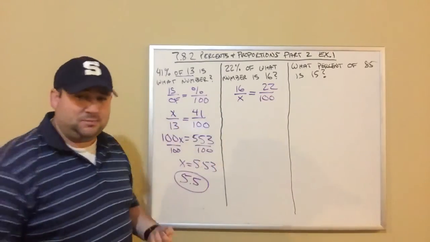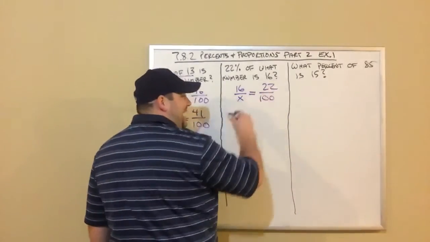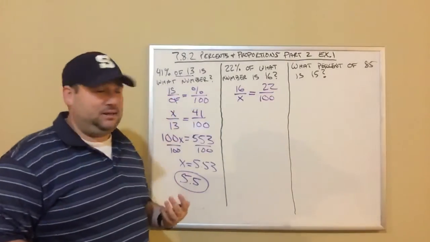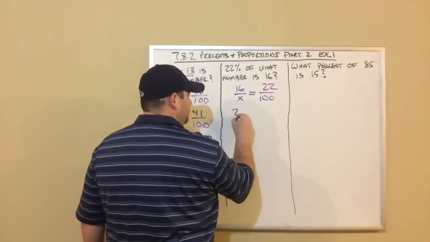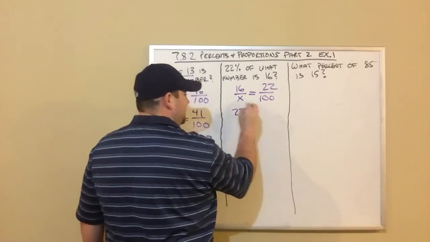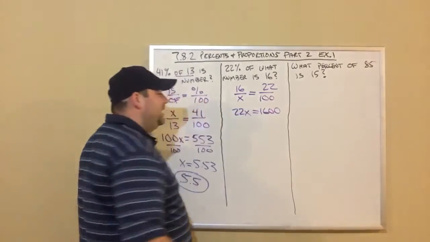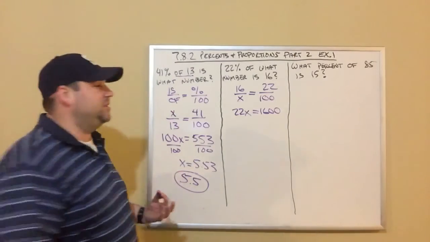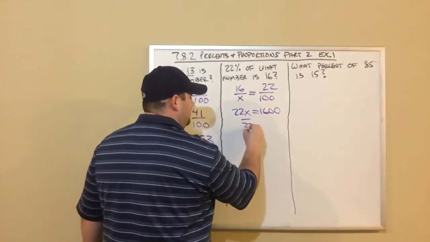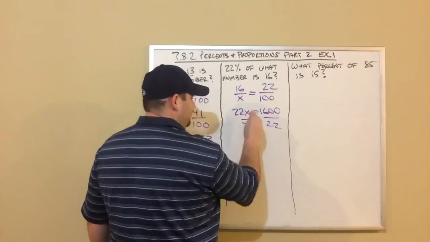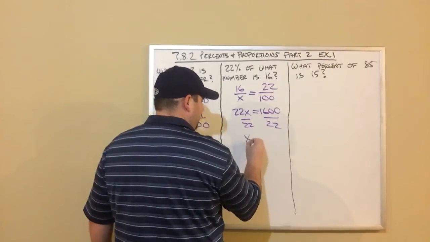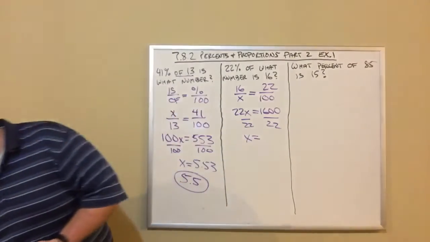You cross multiply. Again, always start with the diagonal that has the X in it. So X times 22 is 22X. 16 times 100 is 1600. And every time you do that, then you just get a one-step equation where all you have to do is divide by the number with the X. In this case, it's 22. So I solve that, 1600 divided by 22.